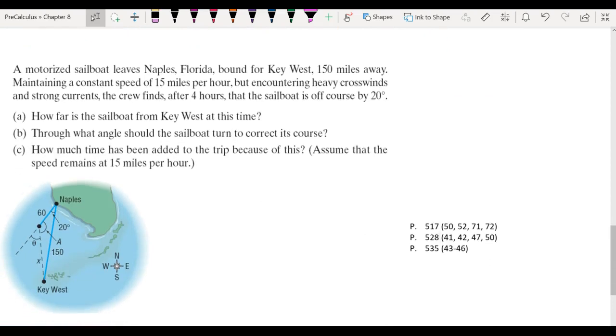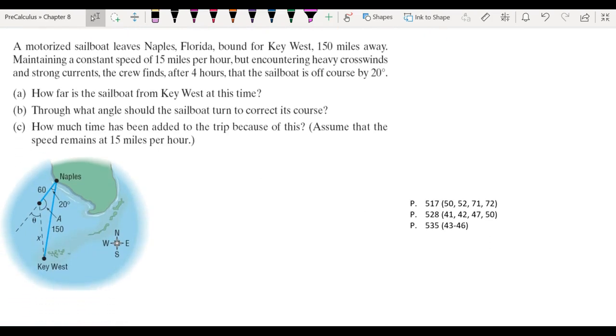And our last one. So we've used law of sines here twice. We've used regular. So I hope you know we're probably going to use law of cosines here. So it says a motorized sailboat leaves Naples, Florida, bound for Key West, 150 miles away, maintaining a constant speed of 15 miles per hour. But entering heavy crosswinds and strong currents, the crew finds, after 4 hours, that the sailboat is off course by 20 degrees. So then what they did is they did 15 times 4, which means that they have gone 60 miles off course by this 20 degrees. Okay, so it says, how far is the sailboat from Key West at this time?